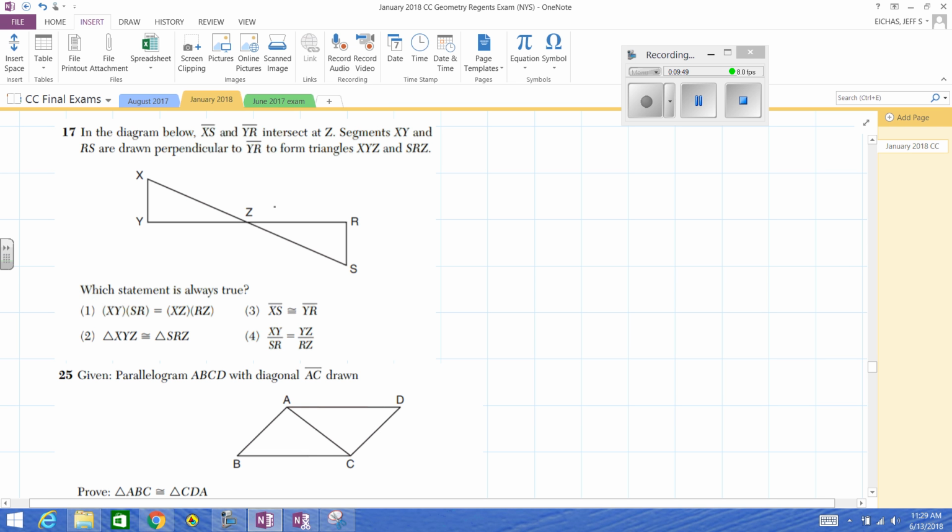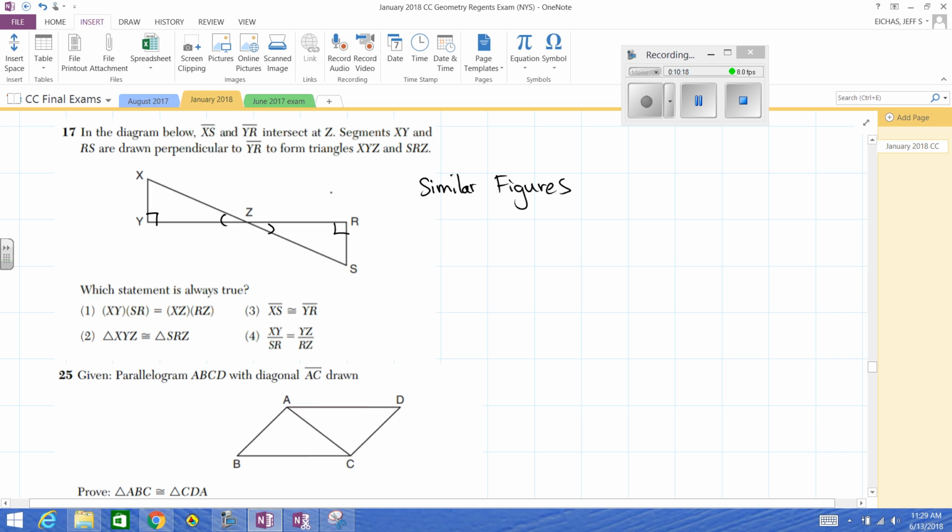These figures might not be congruent. XY perpendicular. Okay, so both. So we got right angles there and we got vertical angles here. We know they're at least similar figures. At least. And we don't know for sure if these bisect each other. So let's just be careful and just assume they're similar. Which statement must always be true?